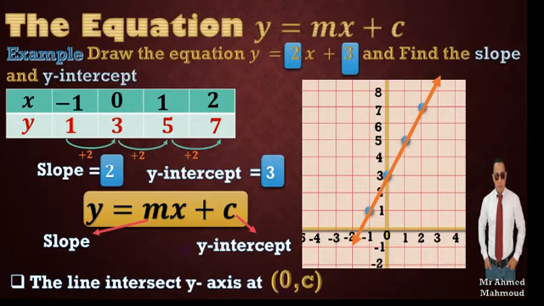Finally, the equation y equals mx plus c is formed from 4 items: y, m, x, and c. m is the slope. c is the y-intercept. x and y represent the points of the straight line. Okay, if they ask you to form an equation, then you need to find m and c. You search for m and c. m, as I said, is the slope. c is the y-intercept.